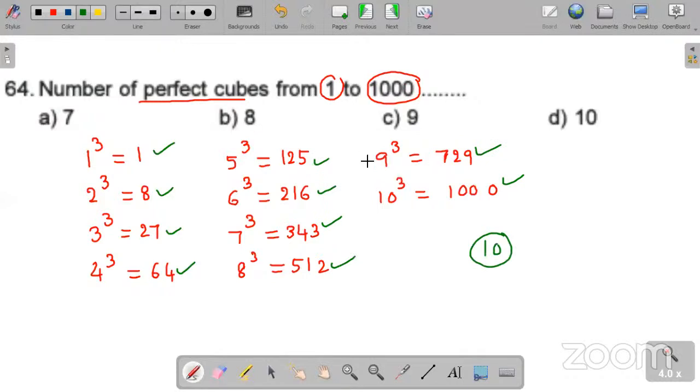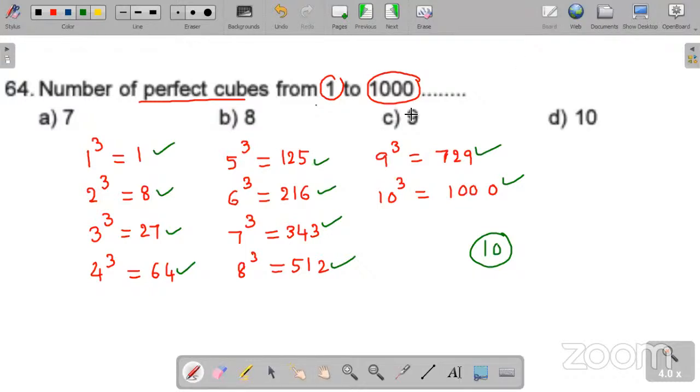For example, the same question is asked like this: the number of perfect cubes between 1 and 1000. Between 1 and 1000 means you need to discard 1 and 1000. You need to ignore 1 and 1000. So 10 minus 2, that will be 8. Between, not from, between is given. Between 1 and 1000 means the answer is 8. From 1 to 1000 means it includes 1000 also. So 1, 8, 27, 64, 125, 216, 343, 512, 729, 1000 are the perfect cubes. I hope it's very clear to you. Yes or no, you need to chat.